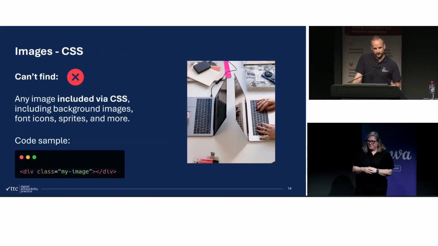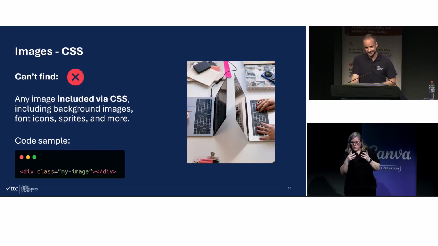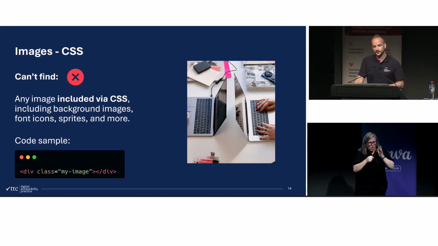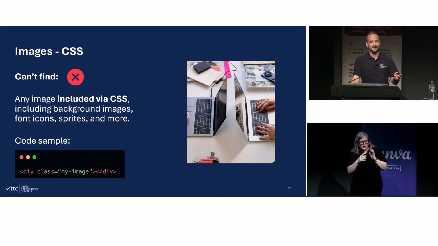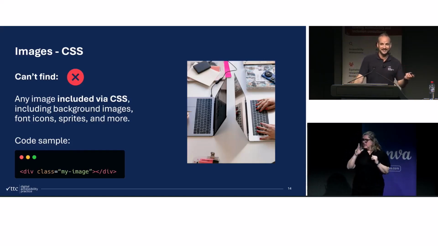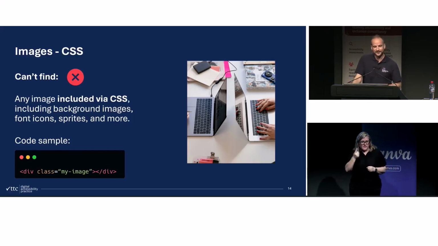So another way of bringing images into a website is to have them included via CSS rather than the image element. So we've got a div here with a class myImage, and presumably the CSS on that class is bringing in an image. So that might be a background image, it might be a font icon, it could be an image sprite, if anyone here has been a developer long enough to remember what they are. Actually, I saw an example just yesterday, so they still exist. It's probably a really old website, but if you don't know what that is, ask the old people in the room and they'll know.